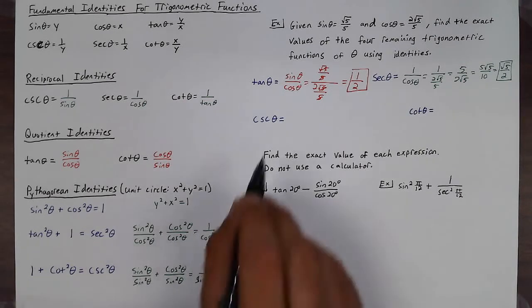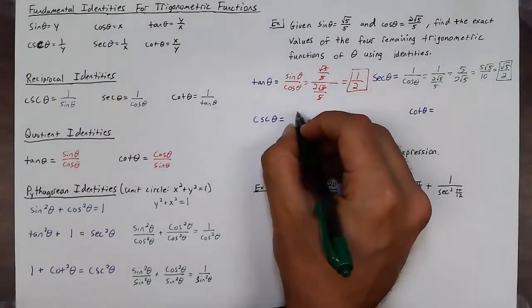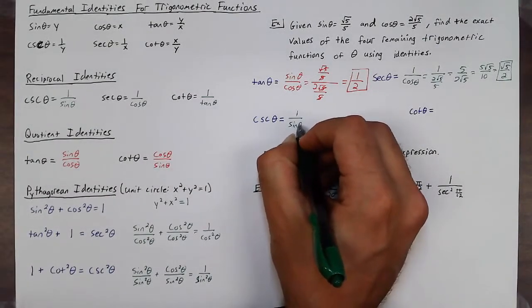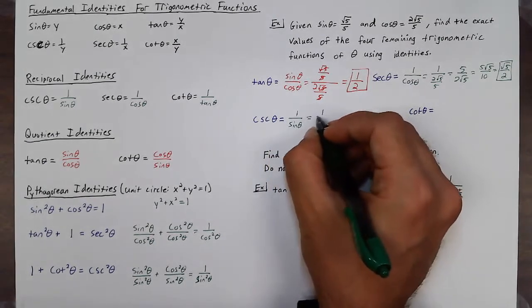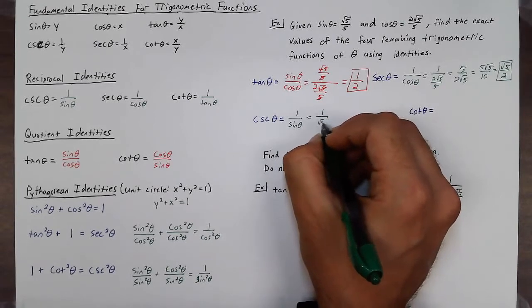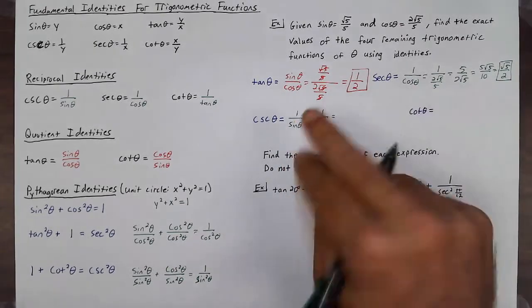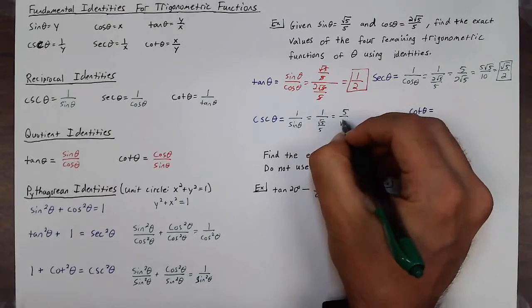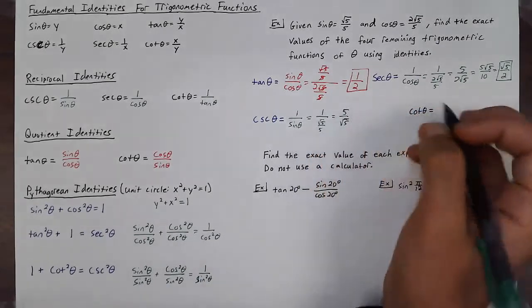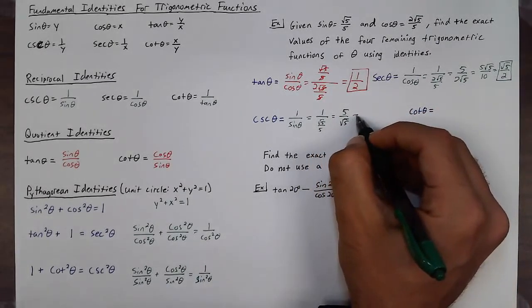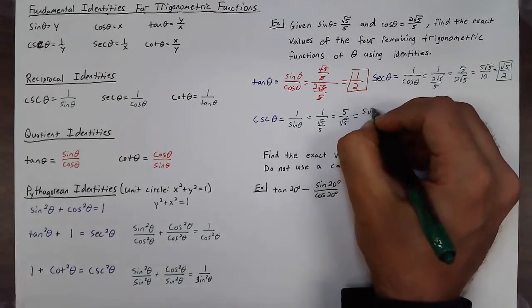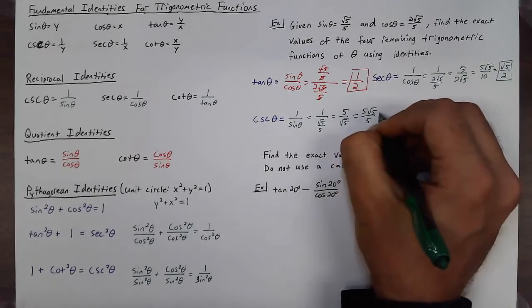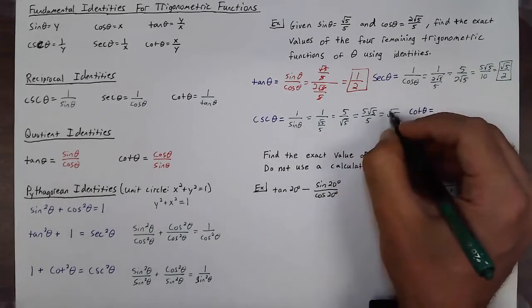Now cosecant of theta is known as 1 over sine, so I can put 1 over sine theta. And that's going to give me 1 over square root of 5 over 5, which again, take that reciprocal, gives me 5 over the square root of 5, which when I rationalize, multiply the top and the bottom by the square root of 5, I get 5 square roots of 5 over 5, which just simplifies to the square root of 5.